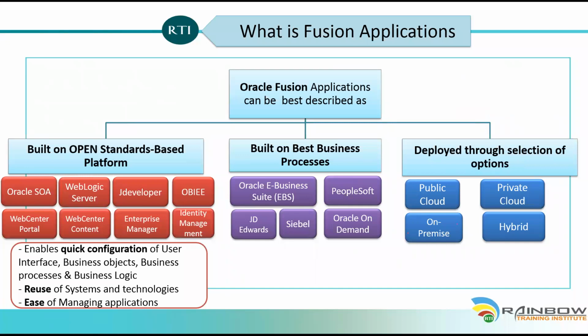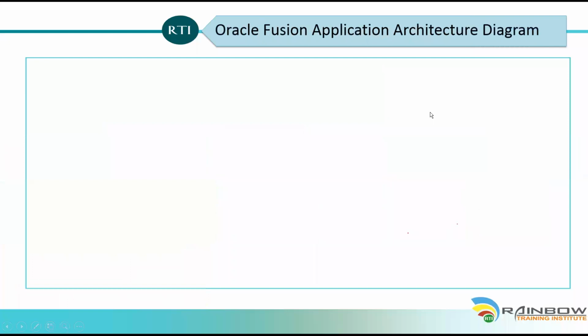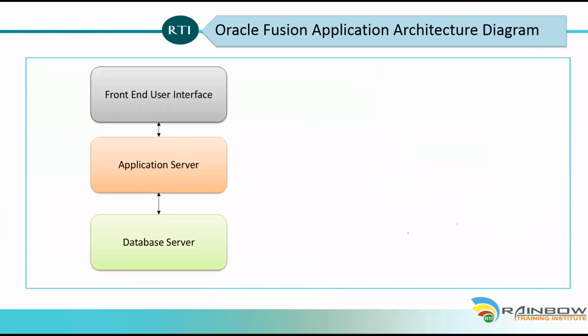So I will talk about the Fusion architecture, and then in the Fusion architecture, I'm going to talk about these processes and the technology components, and then I will talk about the deployment options. Okay. Coming to the Fusion architecture, any application will have three parts: front user interface, application server, and database server. Any application has these three.